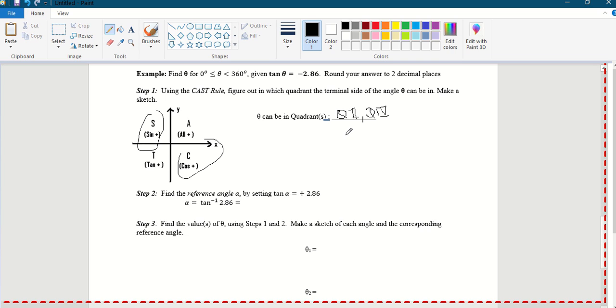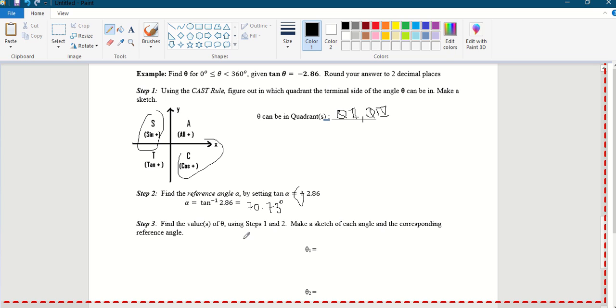Now the second step will be to find alpha. Because we are given tan theta equals negative 2.86, when we find the reference angle, we have to remember we always use the positive value here. If this was positive, it will stay positive. If it was negative, it will change to positive. And then alpha will be tan inverse of 2.86. So tan inverse 2.86 is roughly 70.73 degrees. So alpha is 70.73 degrees.